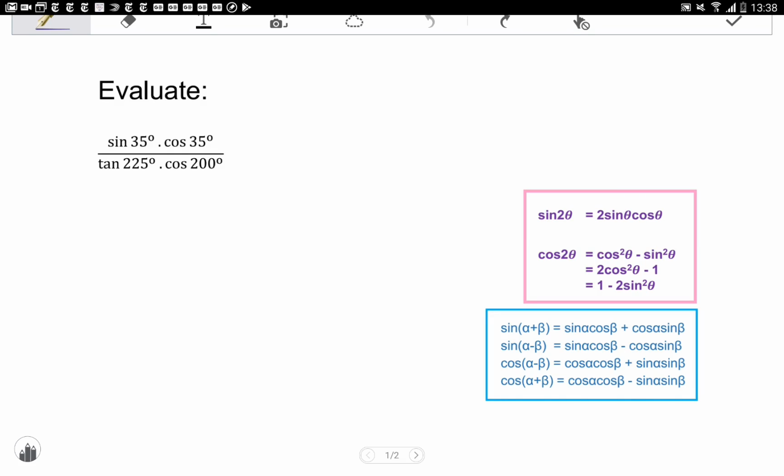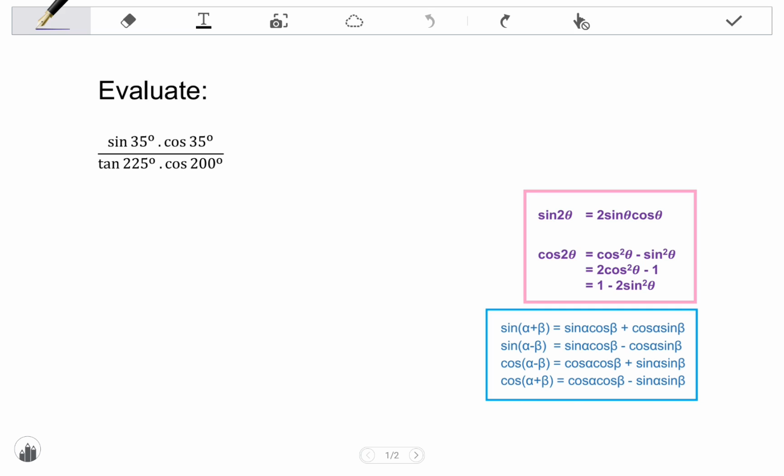In this video, I'm going to work through two examples of evaluating a trigonometric expression that now also involve double angles or the use of compound angle formulae. If you look at this question, it says evaluate, and then we have a fraction. In the numerator, I have sine 35 degrees times cos 35 degrees, and in the denominator it's tan 225 degrees times cos 200 degrees.